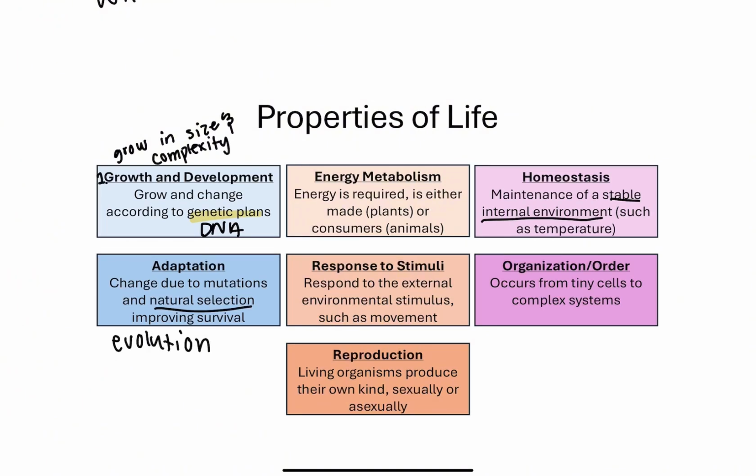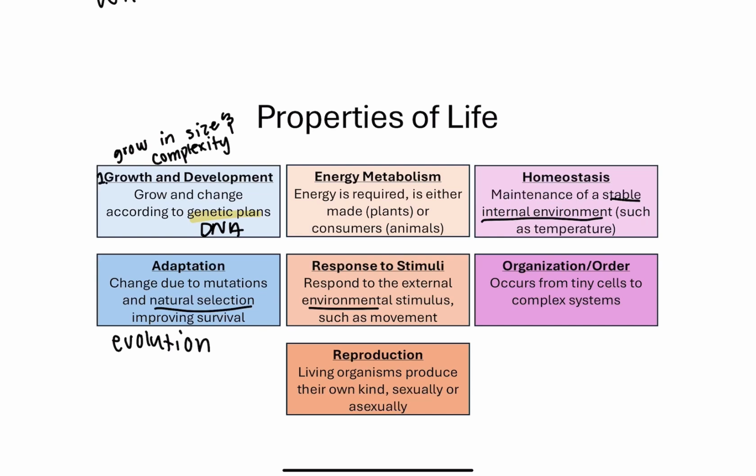So response to stimuli, this means that living things, they can respond to changes in their environment. So this can be something as simple as pulling your hand away from a hot surface or a sunflower turning towards the sun. These responses, they can be controlled by our nervous system, by our hormones, or even individual cells. And this characteristic, it helps organisms survive moment to moment.